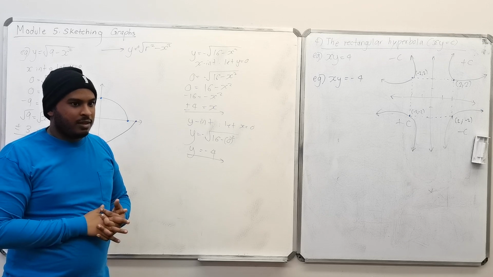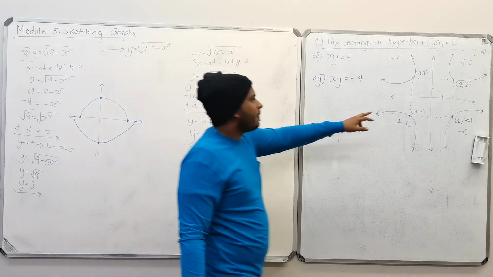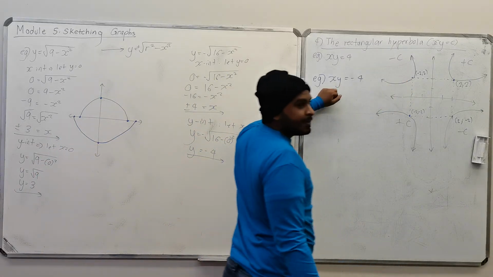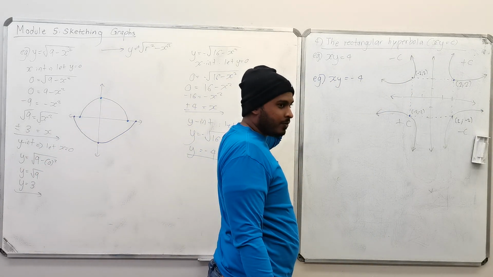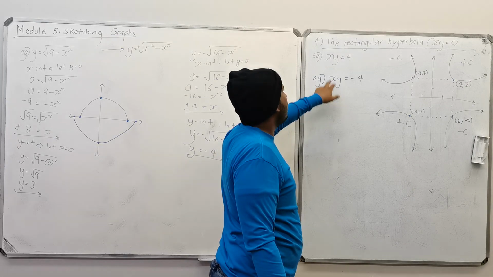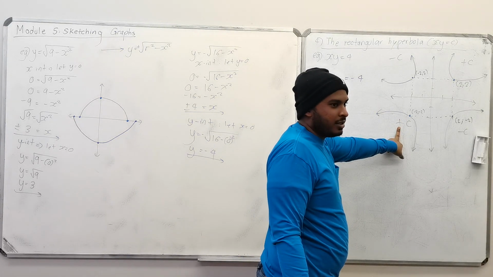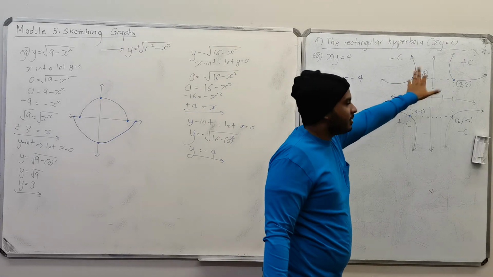Can you take me back from -2 and -2? Yeah. Okay, because our xy is 4, that gives us the first quadrant. But for the third quadrant, how can we... Yeah, so this blue writing is for these graphs, and the purple writing is these ones.